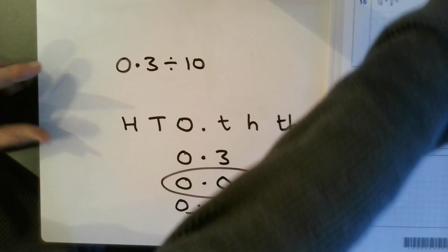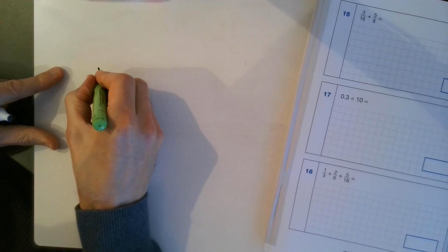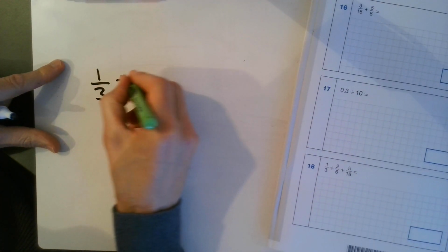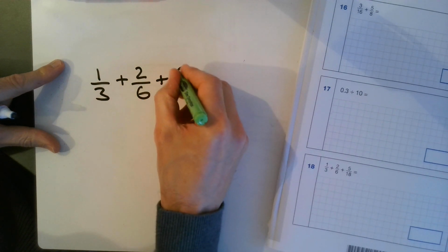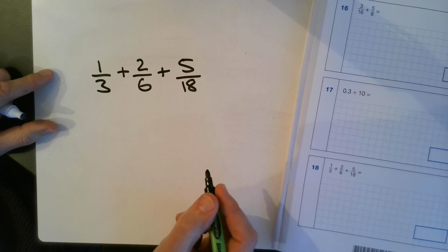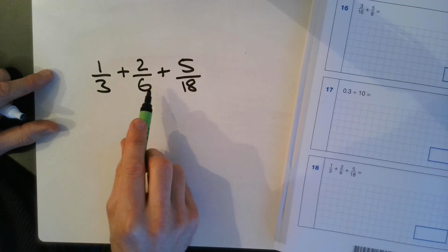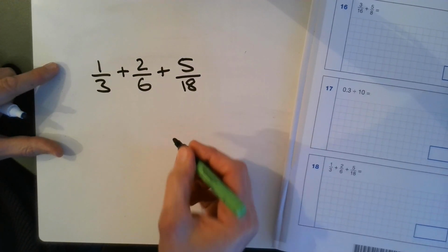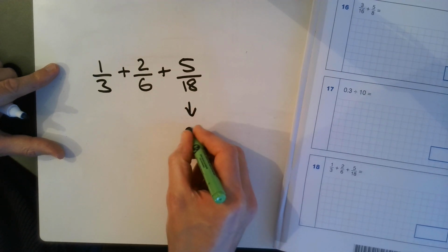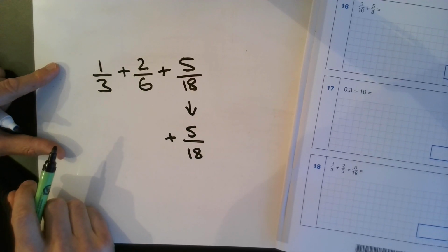Now, question 18. So we have 1/3, add 2/6, add 5/18. So let's have a little think about this. Okay, so all of those numbers, those three denominators there, they're all factors of 18. So 5/18, we're going to keep that the same. Let's change the 2/6 into 18ths.